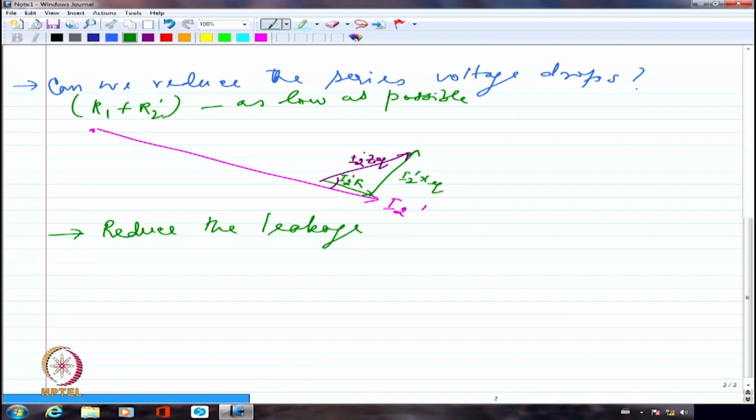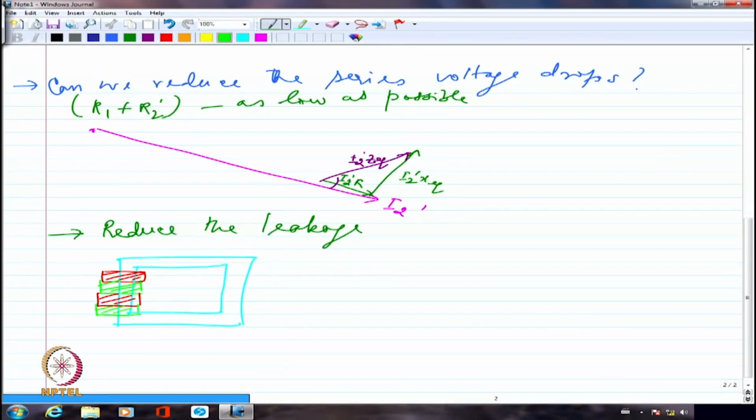So if I say that this is the transformer's core, right? I may put the primary here. Let us say this is the primary coil. Then I may put the secondary coil right beneath that. Again I will put the primary here. Then I will put the secondary once again here. Similarly, I will put it on the next limb also.